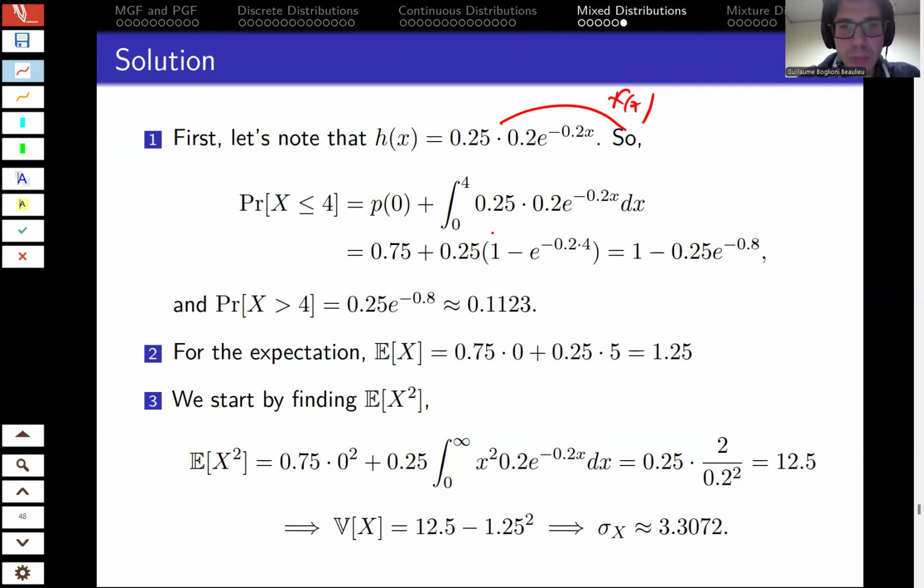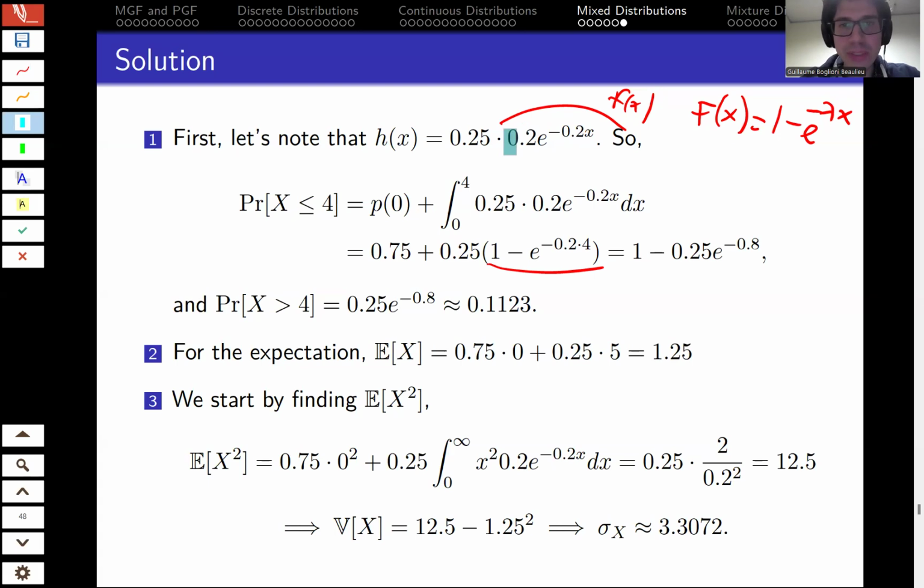Now, this is easy because obviously this is the density of an exponential. So if you put the constant in front, the 0.25, you know that the cumulative distribution function of an exponential has a simple expression. In general, I can write it here for your convenience: big F of little x would be 1 minus e to the minus lambda x. For us, the lambda is 0.2.